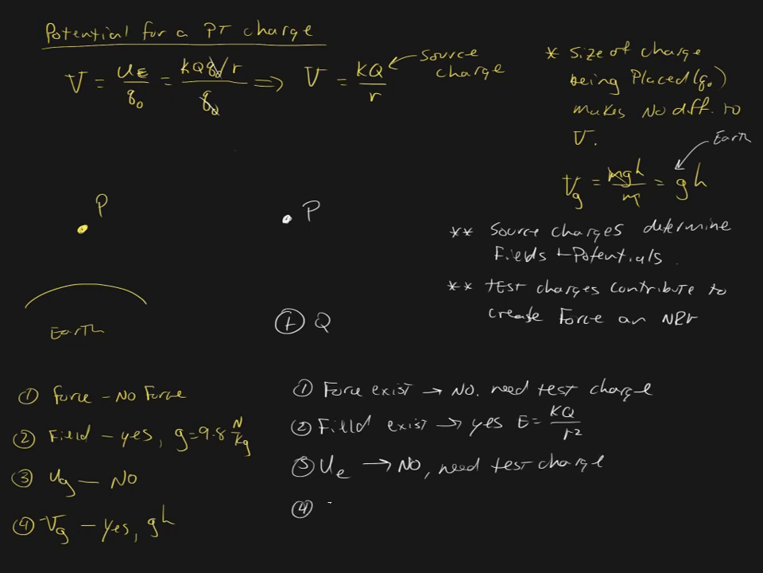But four, do we have an electric potential? And the answer to that is yes. V is equal to K times the source charge over R, where R is the distance between the source charge and the point in question.